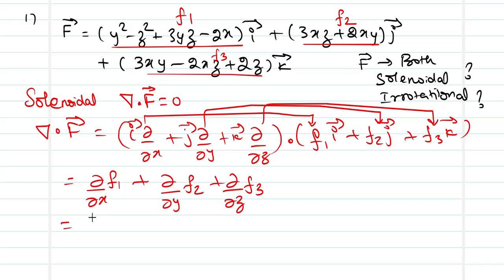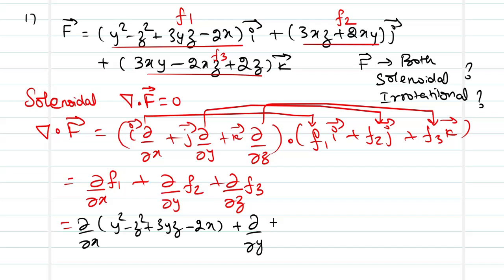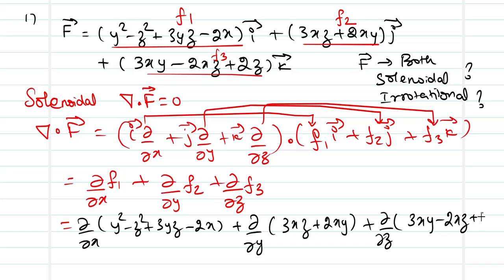So substituting, what we'll be having is ∂/∂x of (y² − z² + 3yz − 2x) plus j times... sorry, not j times, this is going to be ∂/∂y of the f2 component, 3xz + 2xy, plus ∂/∂z of the third component, 3xy − 2xz + 2z.